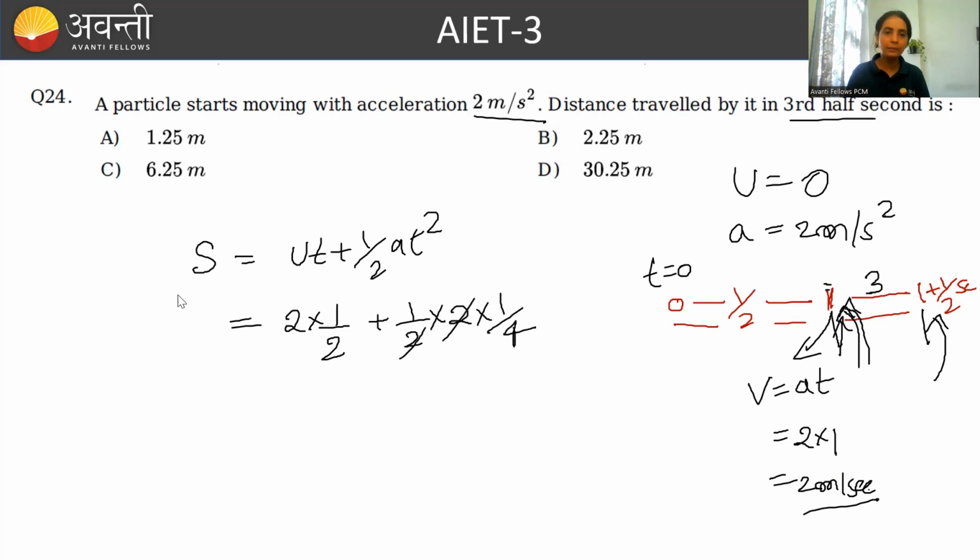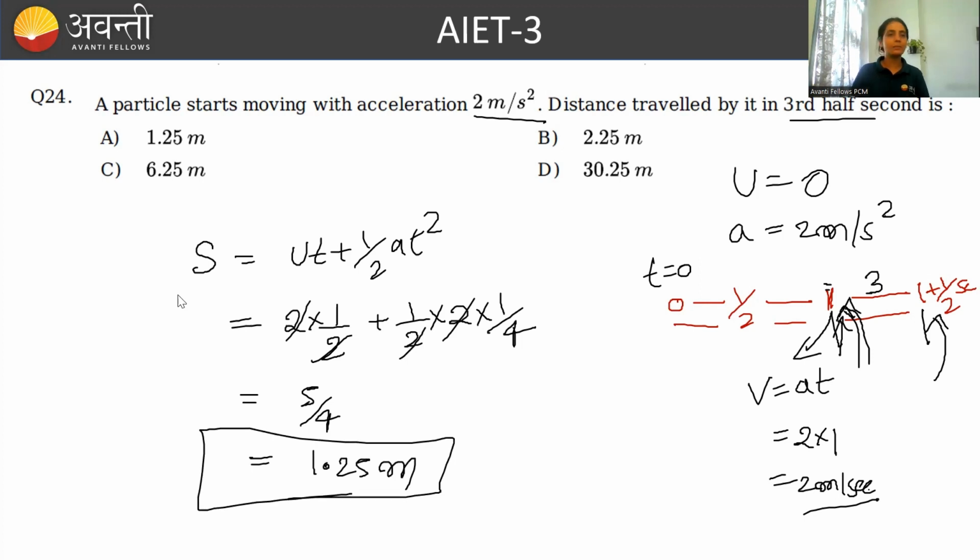Now what will be the answer? Answer will be 1 plus 1 by 4. That is 5 by 4. If you solve it, it will become 1.25 meter. So this will be your answer. The correct answer will be A.